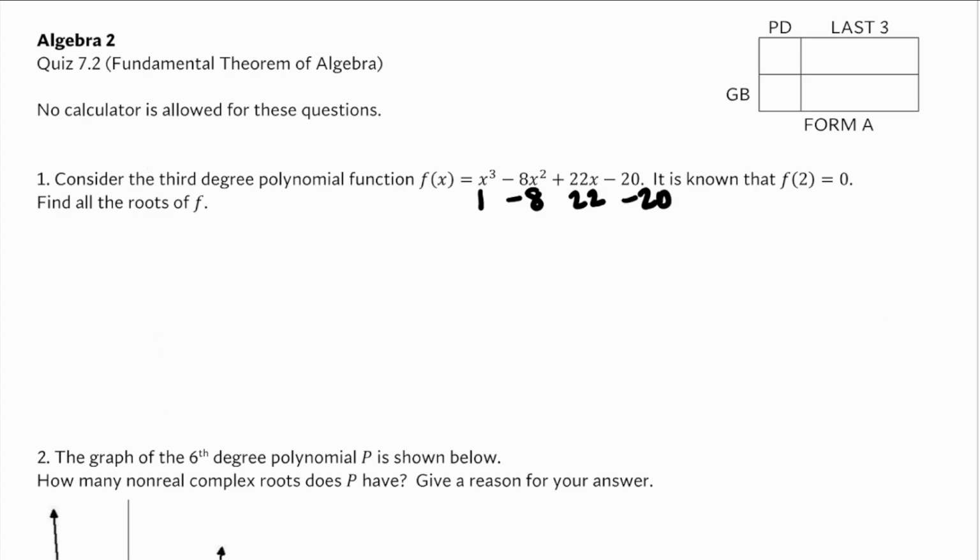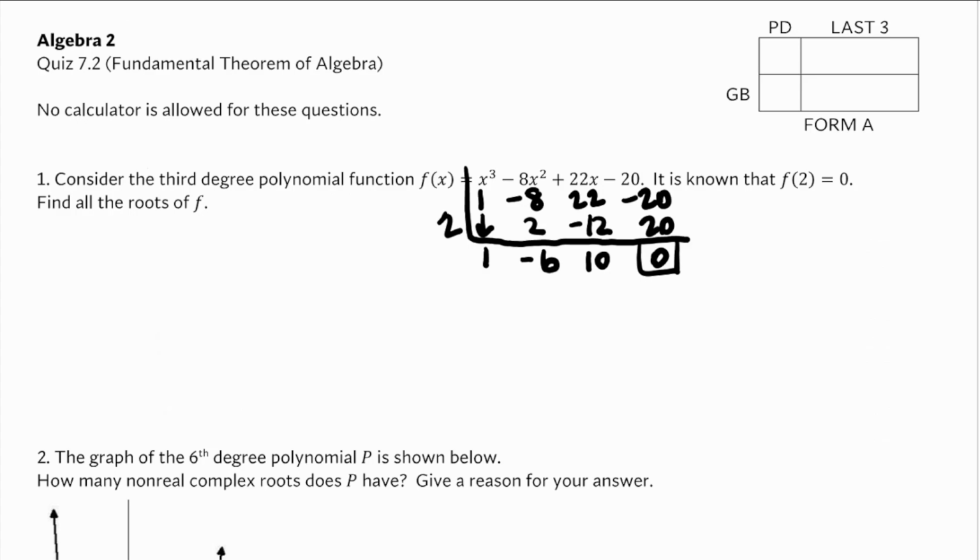And we're going to divide in x equals 2. So 1, we're going to multiply 2, add that, multiply again, add, multiply, add, and get 0. Okay, that's good. We already knew that x equals 2 is a root. It's good to see that we did synthetic division right.